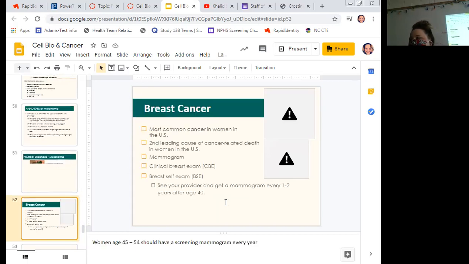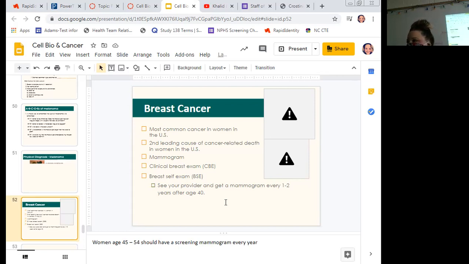Breast cancer, we talked about that one a lot. The clinical diagnosis for breast cancer comes from a mammogram, and then of course we could do a clinical breast exam and a breast self-exam. So with a breast self-exam, you're doing it to yourself, and that's encouraged to women after the age of 35 and 40, depending on where you're from or who you are.